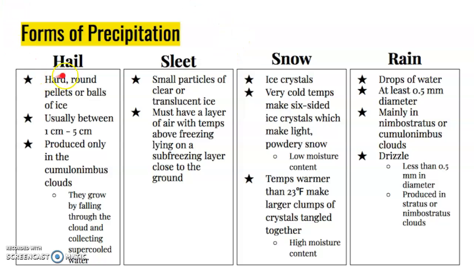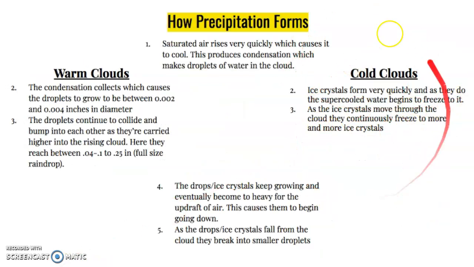Then we have hail. And if you live in Oklahoma, you're pretty familiar with hail because we get a lot of hailstorms with our tornadoes and sometimes even just big thunderstorms. So hail is made up of hard round pellets or balls of ice, usually between 1 centimeter and 5 centimeters, and they are produced in the cumulonimbus clouds, just like rain. And these hail balls grow by falling through the cloud and collecting supercooled water. So kind of like we talked about on this page with the cold clouds here.